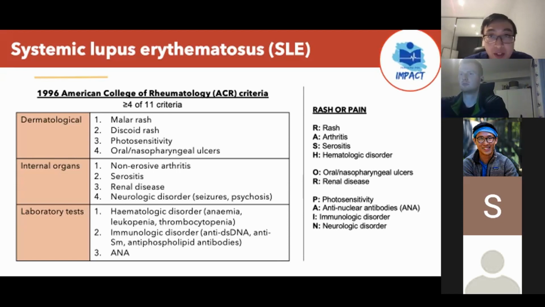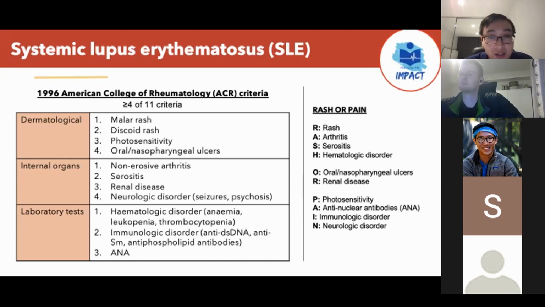But in order to establish the diagnosis of SLE, there are different criteria that are used, and often people use the old school American College of Rheumatology, or ACR, criteria, which I've listed on the slide. It says that you can diagnose SLE in the presence of at least 4 of 11 criteria, 4 of which are related to the skin, 4 of which are related to organs other than the skin, and 3 of which are laboratory test results.